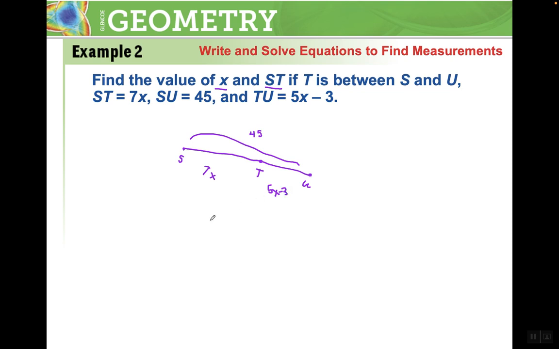Okay. So we need to use that betweenness of points idea and know that 7x, so this part, plus this part, so 7x plus 5x minus 3, is equal to the whole thing, which is 45. So 7x plus 5x minus 3 equals 45. This is the basic algebra that you will be doing. So it's not too difficult. This is what we did like at the beginning of last year. So 7x plus 5x is 12x. So we're just combining our like terms.